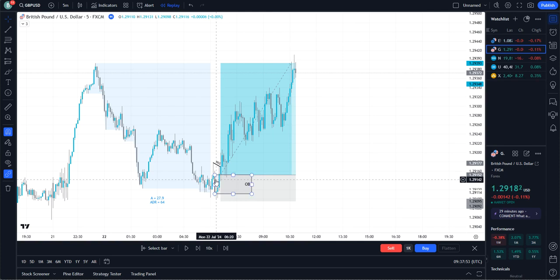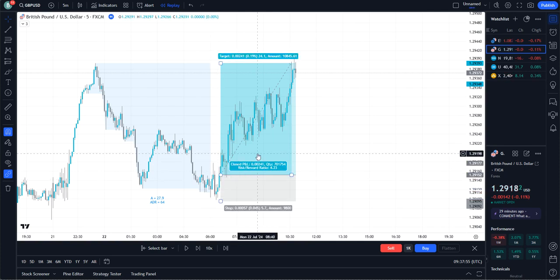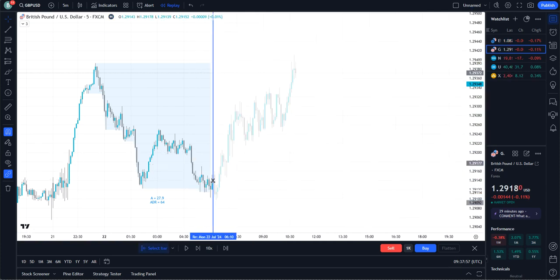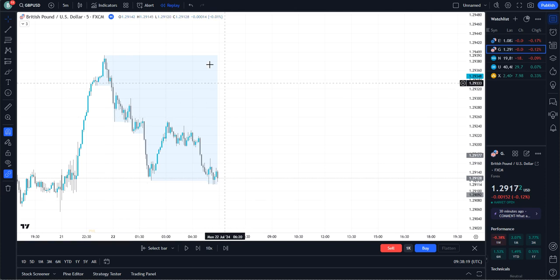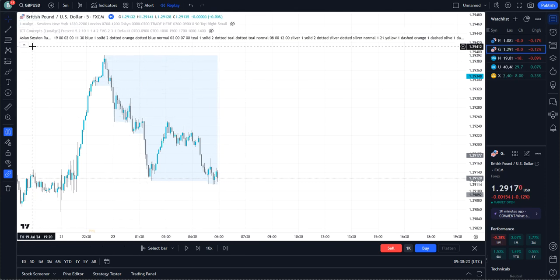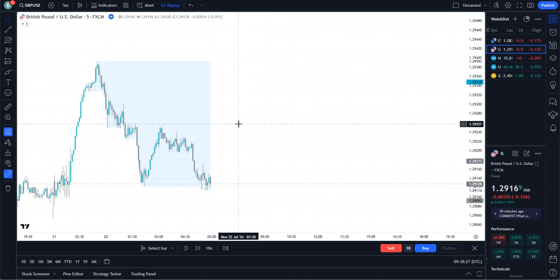So first of all, let me just get rid of all of this stuff on the screen. I do also have a checklist. So the first thing we need to do here is look for a sweep of the Asia high or low. If you don't know what the Asia high or low means, this blue box here is the Asian session. The indicator I use to display this box is called the Asian session range by Rob Minty.